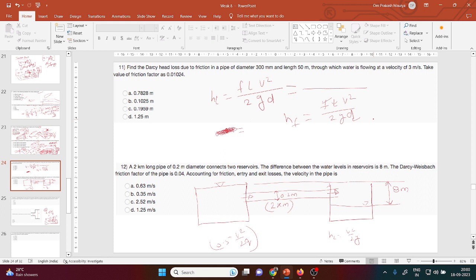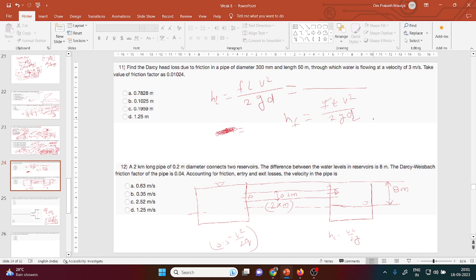At that point and at that point you write the Bernoulli equation. Let's say consider the datum is this. Datum you need to take this one, no problem. This is the datum. So you need to write the Bernoulli equation. So P1 by rho g, if you see atmospheric pressure, so it will be 0. That is the V square by 2g.